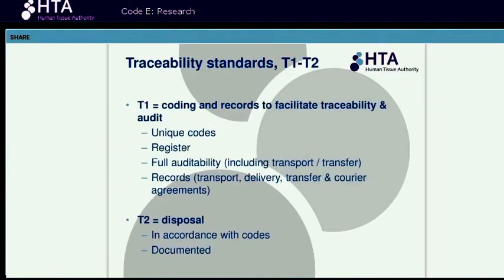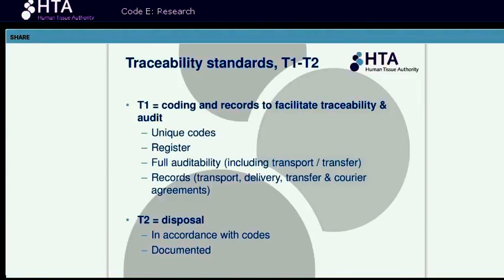Now, the next group of standards are a new set, but they are actually derived from the previous existing standards. We've removed the set on disposal, but as I was saying earlier on in the presentation, there are disposal requirements within this new group of traceability standards. So for ease of reference, the traceability standards are T1 and T2, two main standards.